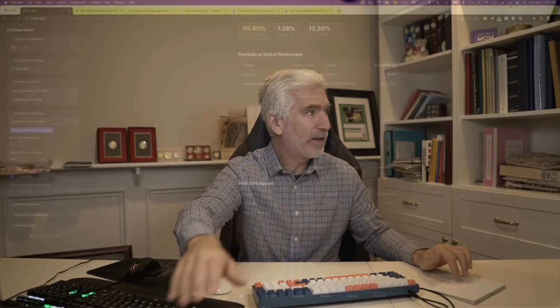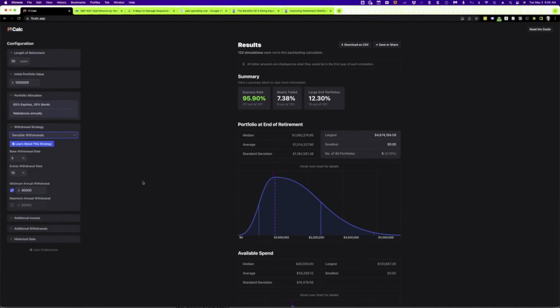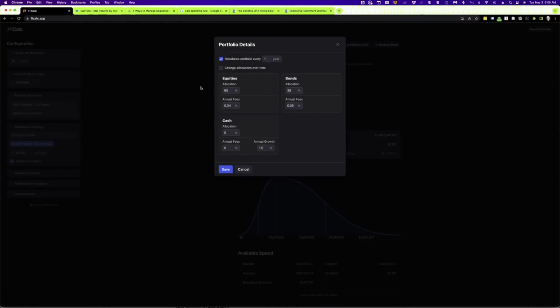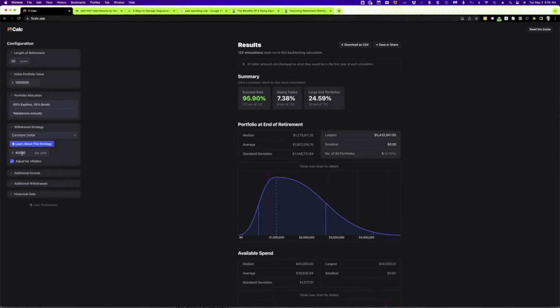And actually, let me show you that. We are looking at a free app called ficalc.com. And you can model different withdrawal strategies. We're going to actually look at the constant dollar. And it's called constant dollar because in the Bill Bengen approach, you adjusted for inflation every year. We've got a $1 million portfolio. We've got an allocation of 65% equities, 35% bonds. You can obviously change this and make different assumptions. And we're going to assume a $40,000 initial withdrawal rate. We are going to adjust it for inflation. You can see that here.